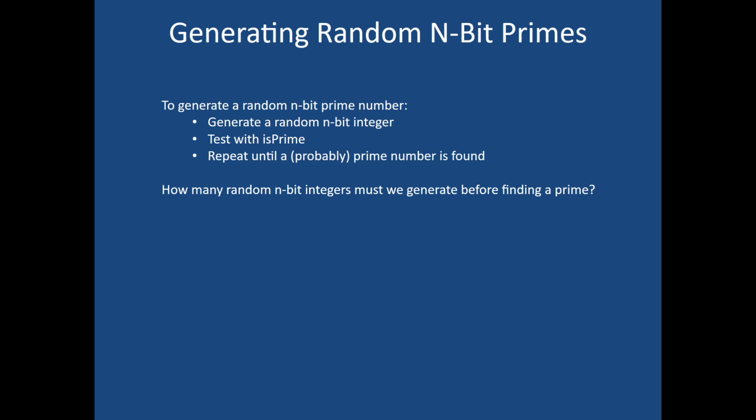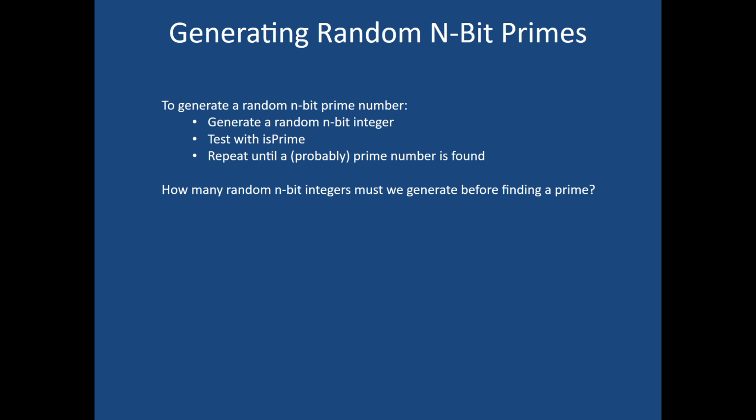So there's our algorithm: generate a random n-bit integer. Usually when we talk about an n-bit integer, we're assuming the first bit is a 1, right? And so you only have to generate n minus 1 bits at random. You test it, you repeat.